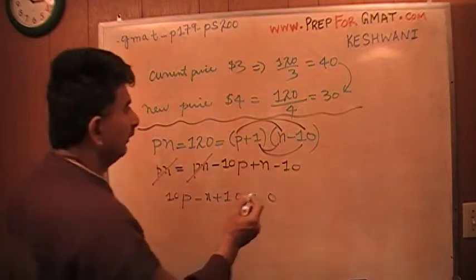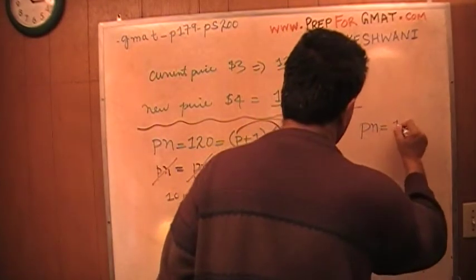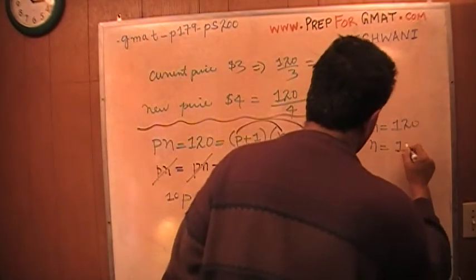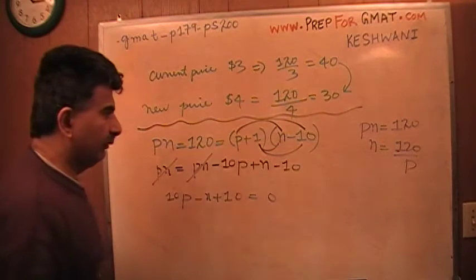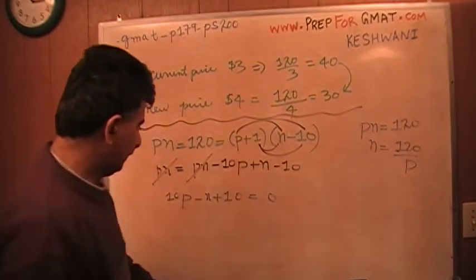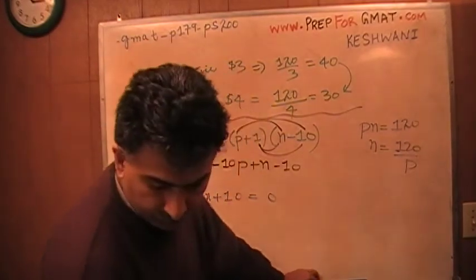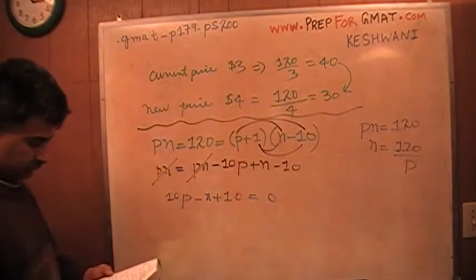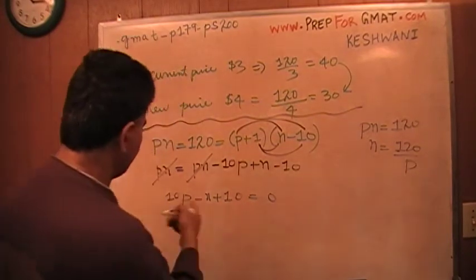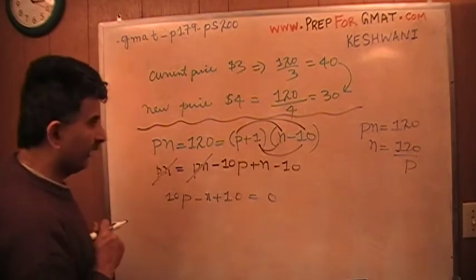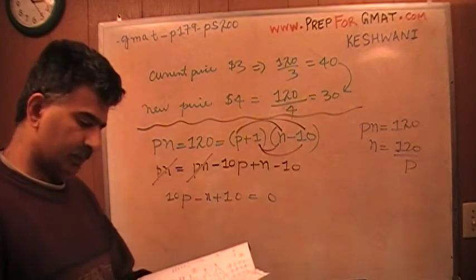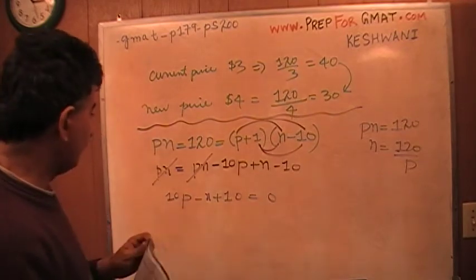Now we know that P times N equals 120. Therefore N simply is 120 over P. I'm going to substitute that back into this equation to replace the N. Since I'm solving for P, that's right. What is the question asking? What is the current price? Okay, so we want to solve for P.